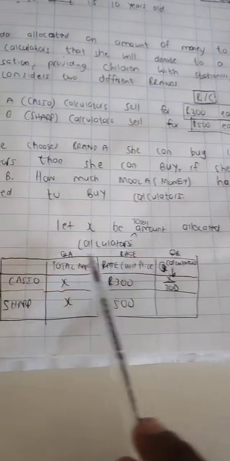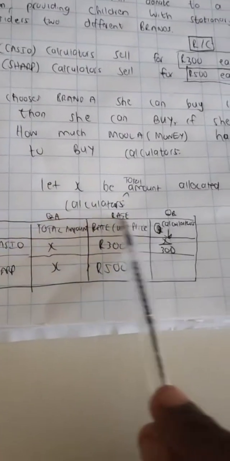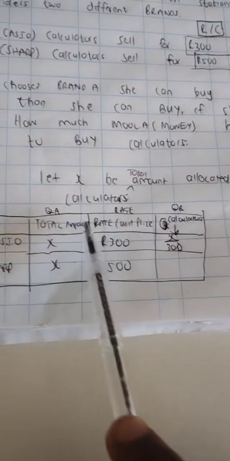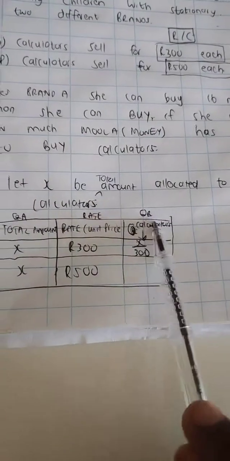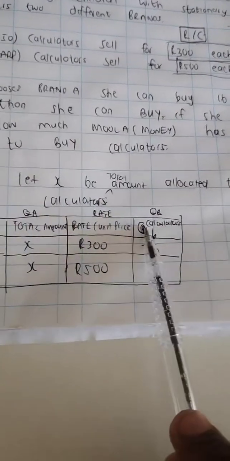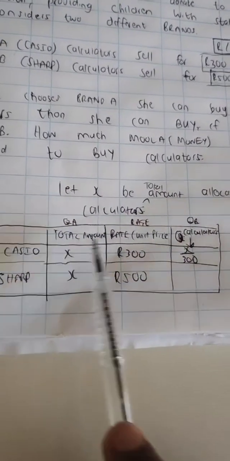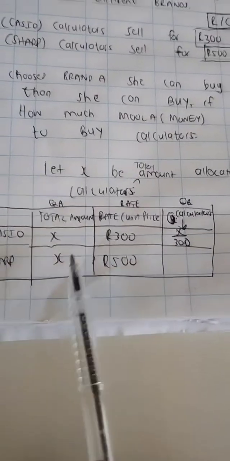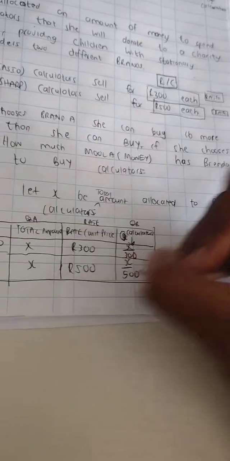So do you see, guys, why I insist on the triangle, the rate, understanding what it is? 300 rand each. That is basically my rate. The total amount represents quantity A. And the quantity of the calculators, I am going to get by saying what? X over 300. Then let's move on to the Sharp calculators. What is going to be the quantity of the calculators? I'm going to get it by saying X over 500.